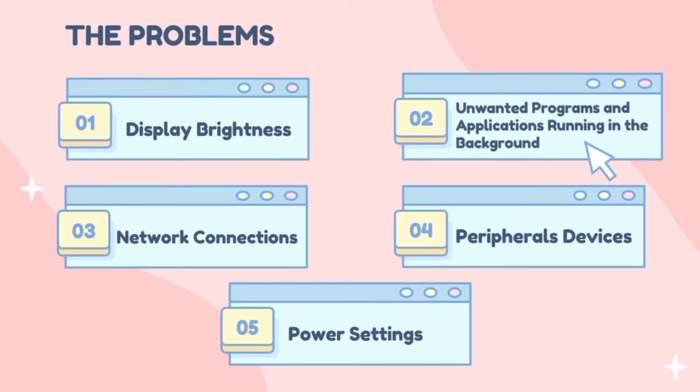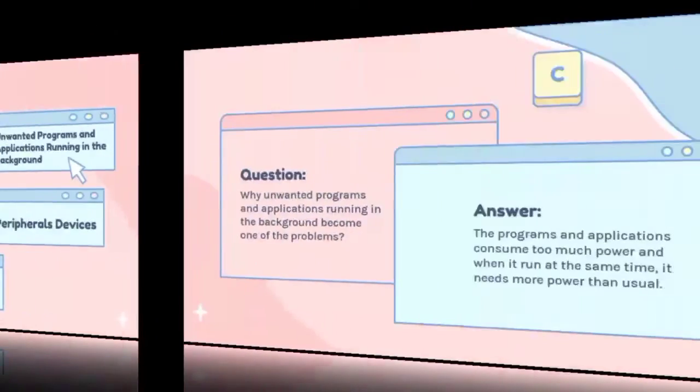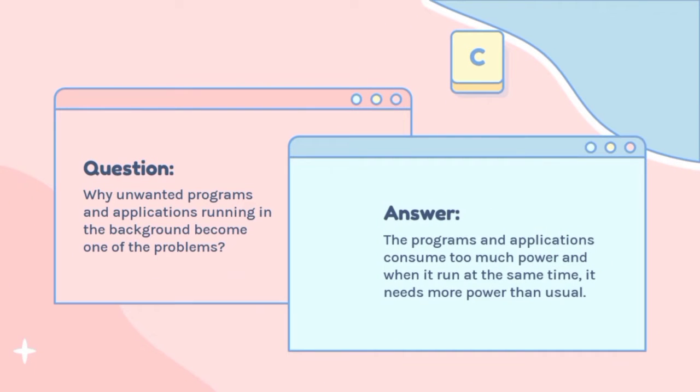Now let's take a look at the second one, which is unwanted programs and applications running in the background. Why this problem happens is because the programs and the applications consume too much power, and when they run at the same time, it needs more power than usual.